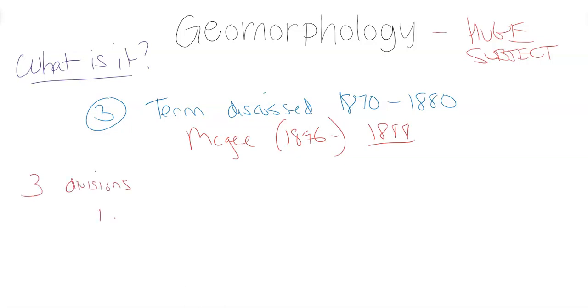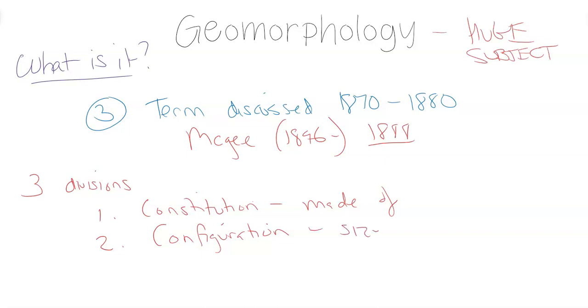The first division is constitution, which basically is what it's made of. What part we're looking at, and what is the composition, constitution of that part we're looking at in detail. The next one is the configuration. How is it configured in terms of the size and the dimensions of this part of geomorphology?